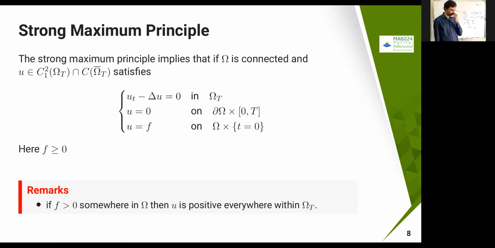From this one we can claim one more thing. Suppose you have the strong maximum principle, where omega is connected and u satisfies this condition. On the boundary, partial omega cross 0, t, I have u equal to 0, whereas at t equal to 0, I have u equal to f, where f is greater than or equal to 0. So according to this, what is the theorem going to say?